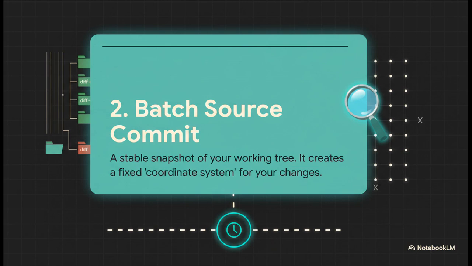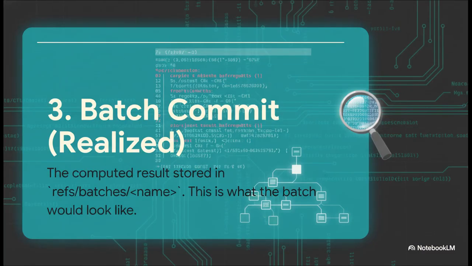Pillar number 2 is the batch source commit. And this one is absolutely critical. This is a snapshot of your working tree at the very moment you save something to a batch. It literally freezes your uncommitted work in time, creating this perfect, stable coordinate system where line numbers are fixed and reliable. And that brings us to the 3rd pillar, the realized batch commit.